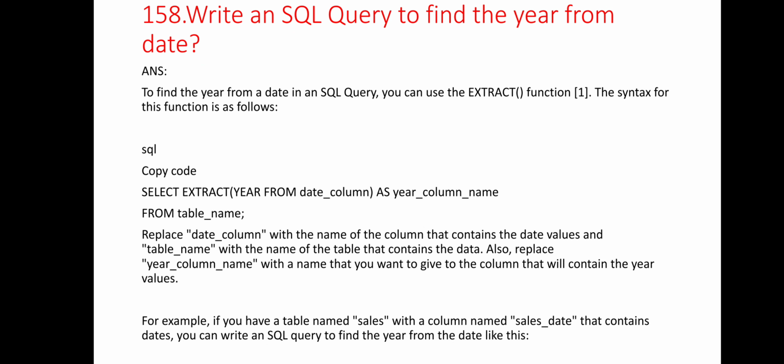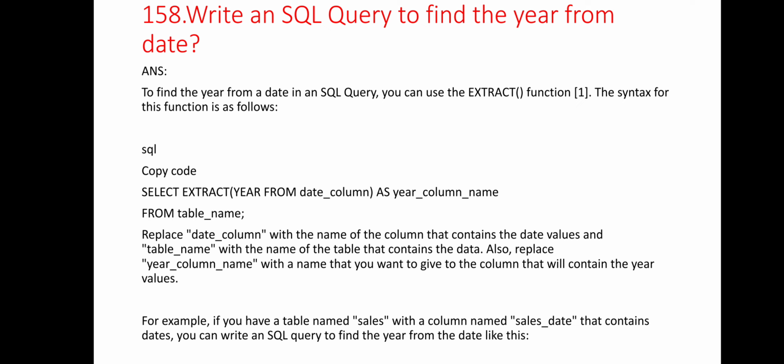insensitive. Question number 158. Write an SQL query to find the year from a date. To find the year from a date in SQL, you can use the extract function. The syntax for this function is as follows: select extract(year from date_column) as year_column_name from table_name. Replace date_column with the name of the column that contains the date values and table_name with the name of the table that contains the data.